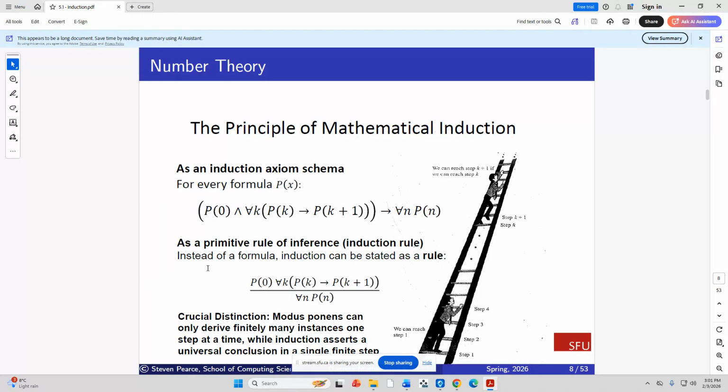Here, the way we are looking at it as computer science people, not really mathematicians, we can think of a primitive rule. There has to be a rule. It's a rule of inference, and it's an inductive rule. In this case, it is modus ponens: P of 0, and P of k implies P of k plus 1. Therefore, for all n, P of n. So this is like P implies Q, P, then Q. Do you see? It's modus ponens.